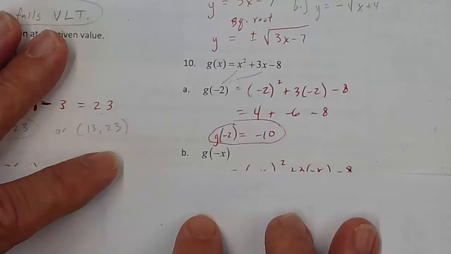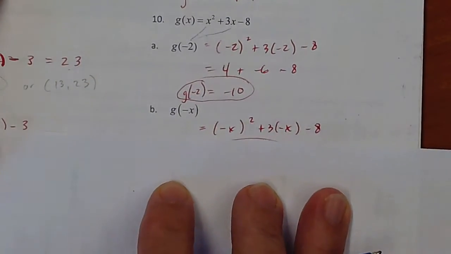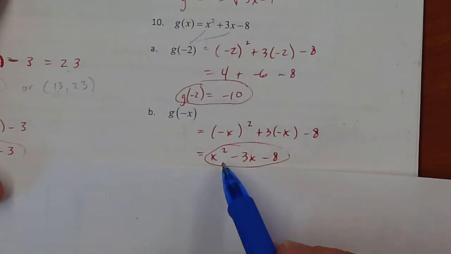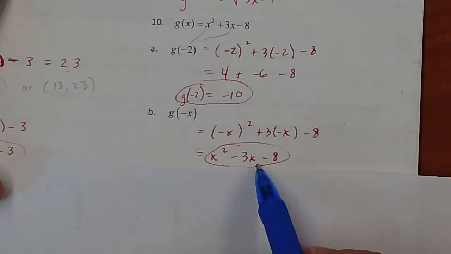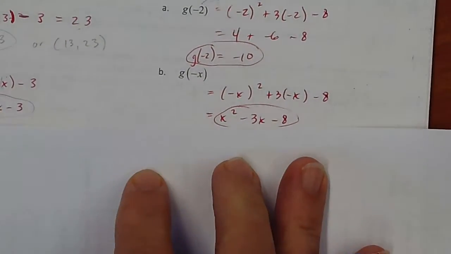Okay, next one. Negative x. Throw that in there. We should get positive x squared here, minus 3x minus 8. Okay, and the last one.